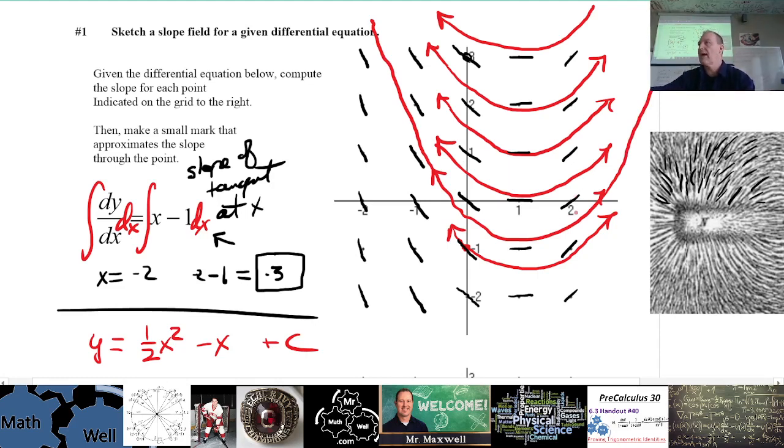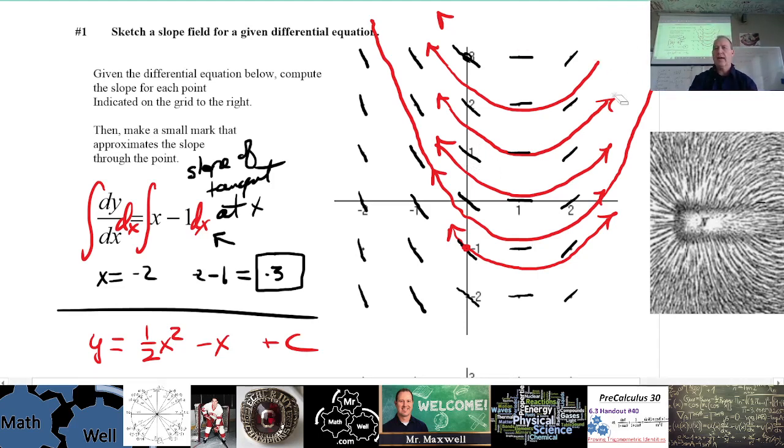And so we can't draw every possible little tangent line, or else it would look more like this picture over here, right? So we just want to graph the little tangents at each point where it would cross the lines on a grid, okay? Okay, any questions there so far?